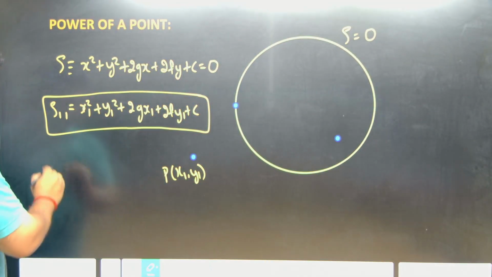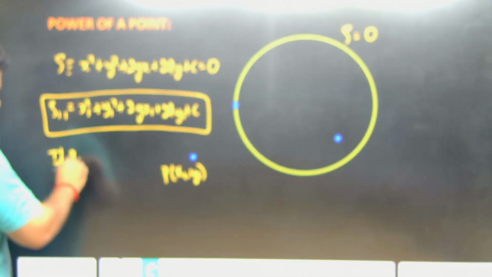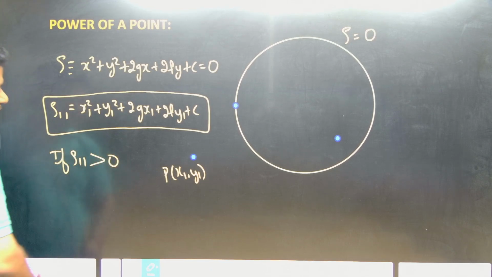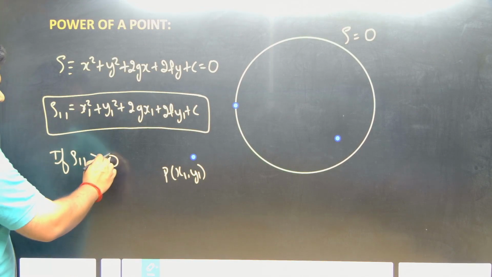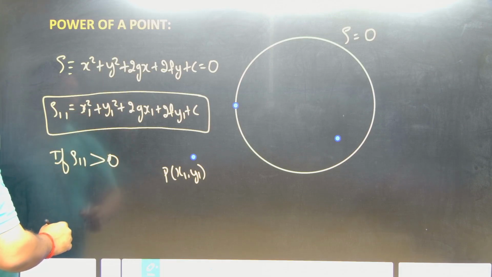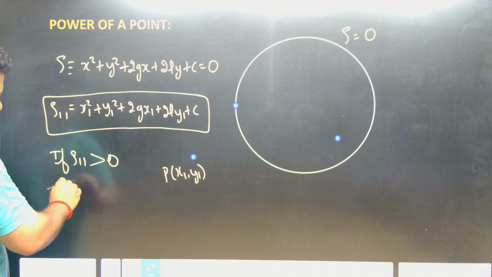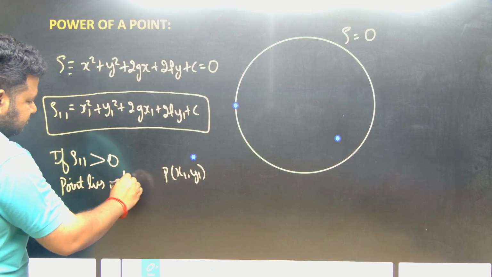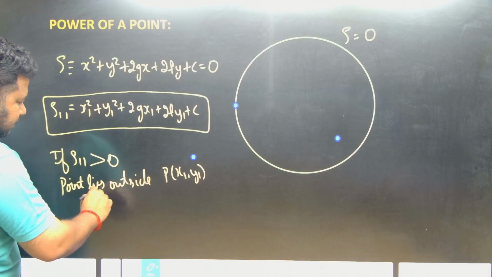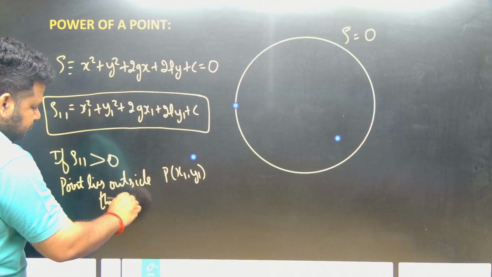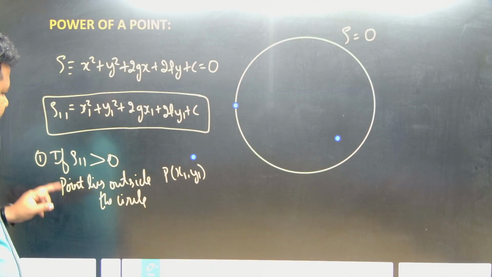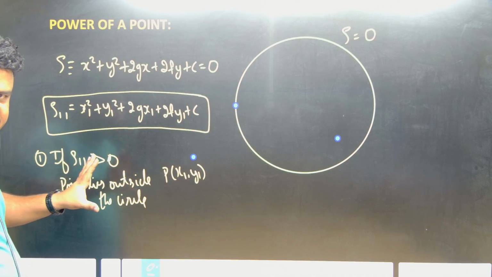After doing this, if S11, the numerical value which you are getting, is greater than 0, what will happen to the power of a point? If it is greater than 0, the point lies outside the circle. First thing, if it is greater than 0, point lies outside the circle.